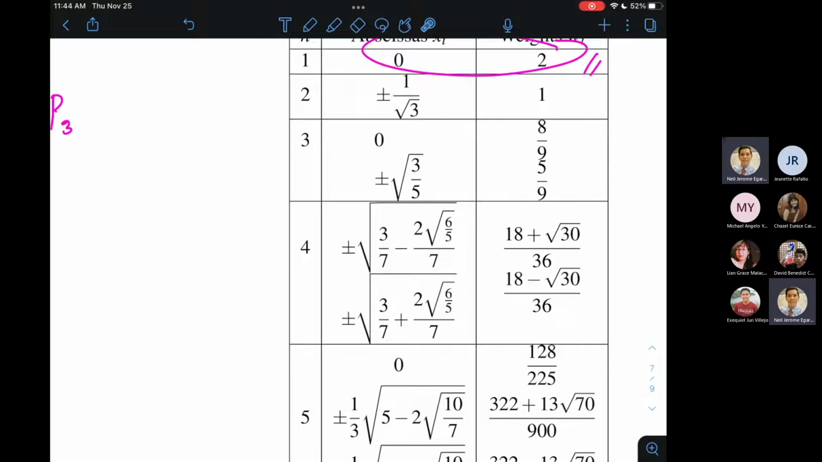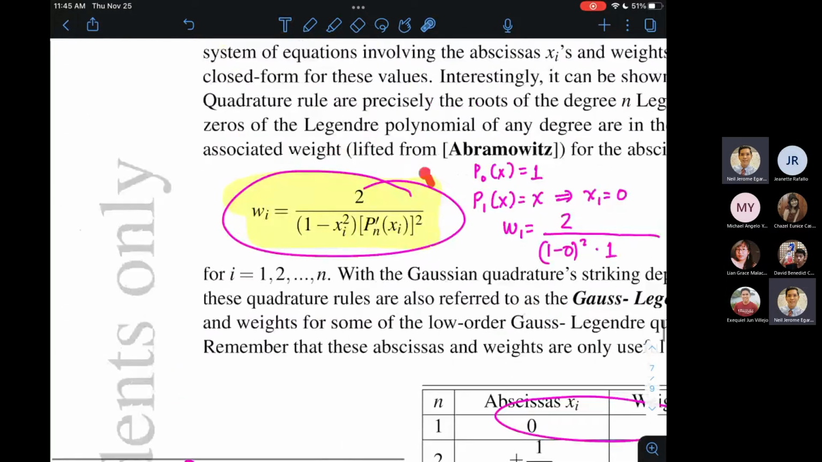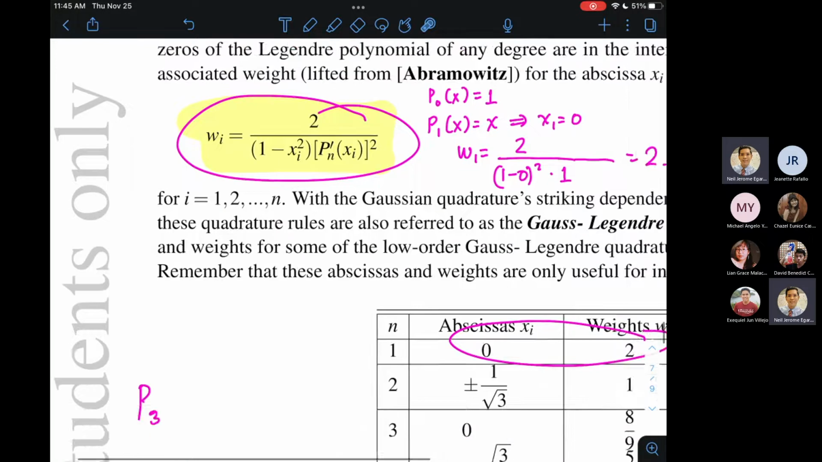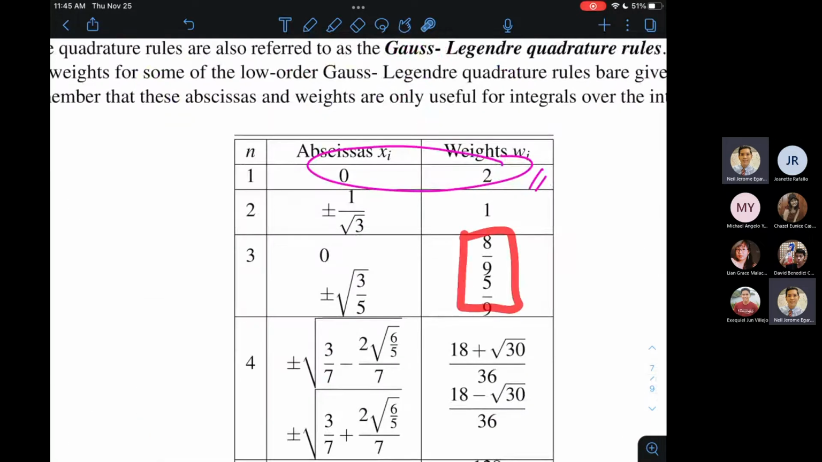Tapos para ma-solve yung weights, kung ginamit niyo yung method 1 na ginawa natin last time, sabay niyong makukuha yung x sub i's at saka yung associated weights. Pero kung gagamitin niyo yung Legendre approach, uunahin niyo ma-compute yung mga x sub i's, tapos pag na-compute niyo na, i-plug in niyo lang siya para makuha yung w sub i's. And what you'll get are these two weights over here.